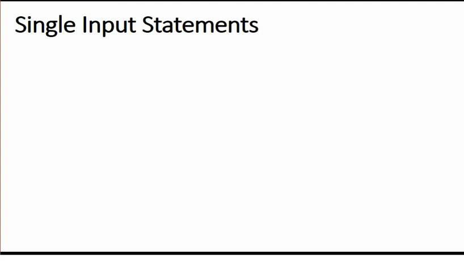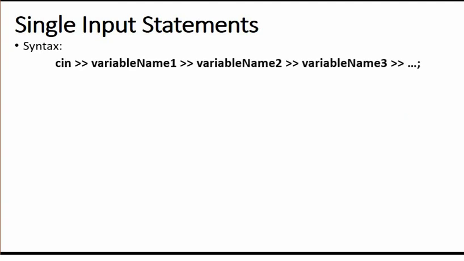Now, when you're working with input, there is a shortcut way to read multiple inputs from the keyboard. It's not a good way for a user because the user may not know or remember what they're inputting. But this is allowable in C++. cin, angle brackets, variable name 1, and so forth. So you can read in multiple variables with a single statement. It's not a good way to do it, but it is acceptable by C++.